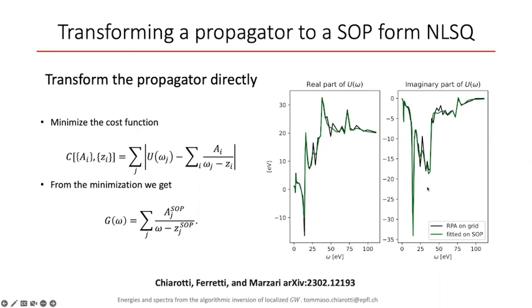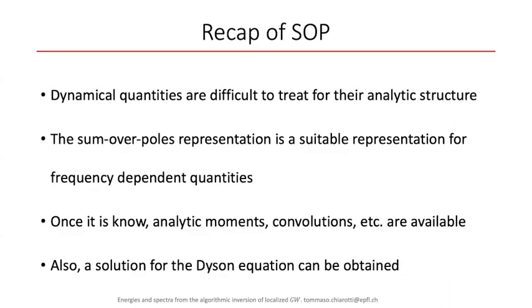And indeed, we have performed this. I will talk about what this is, but this is a real case example on strontium vanadate, in which this is the screened interaction, which I will explain, the average screened interaction on the Hubbard manifold. The black line is the calculation on the grid, and the green line is just the approximation when the sum-over-poles form has been obtained. Okay, so this is just a recap.